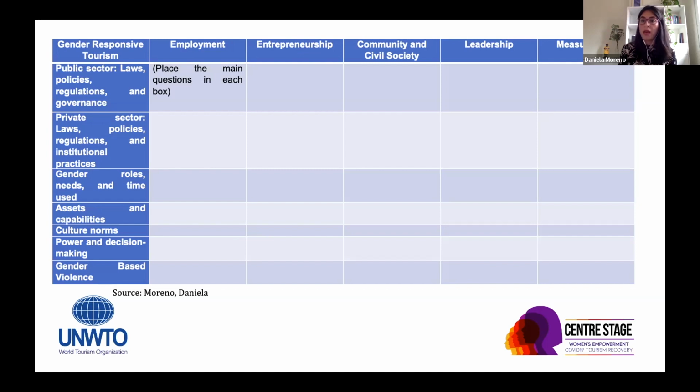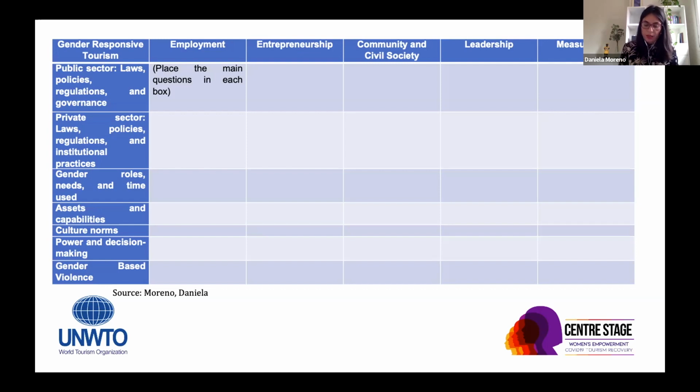So maybe one of my actions is going to be to create training capacity buildings to disseminate rights and working conditions among women working in tourism. So the main question in order to do that action is going to be this question that maybe I'm going to place, I don't know, in the power and decision box that links power and decision making and employment, right?